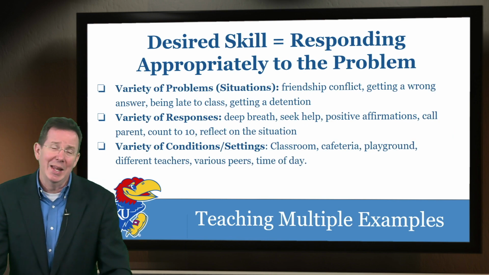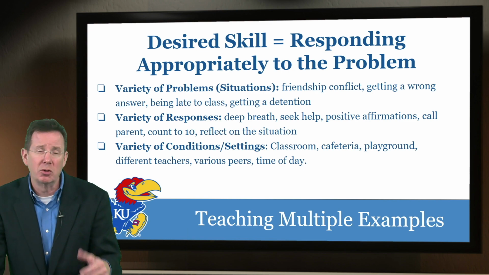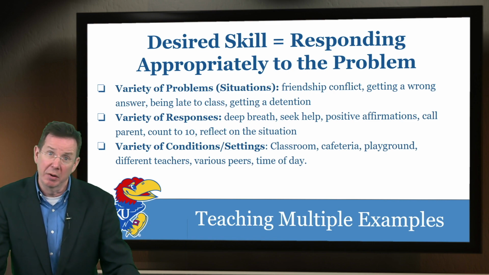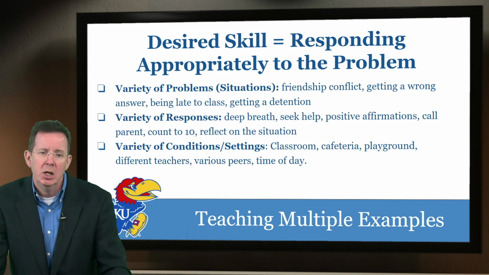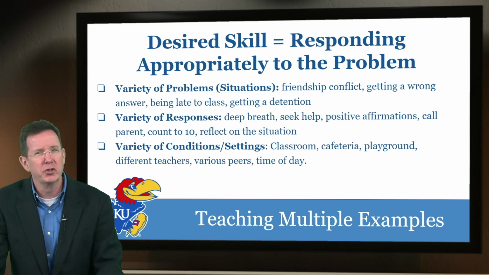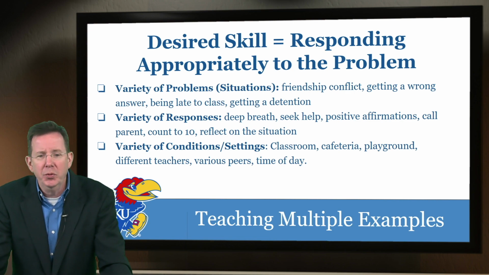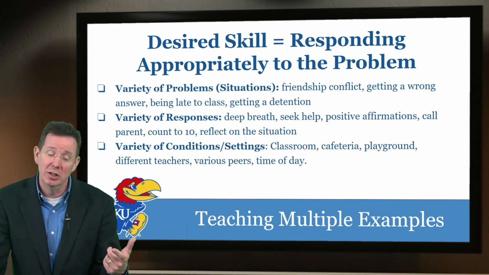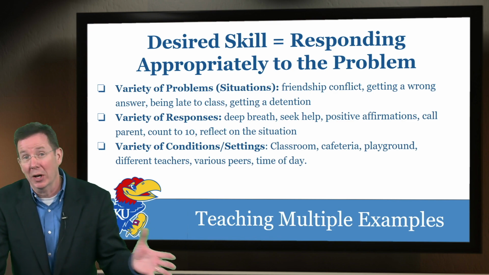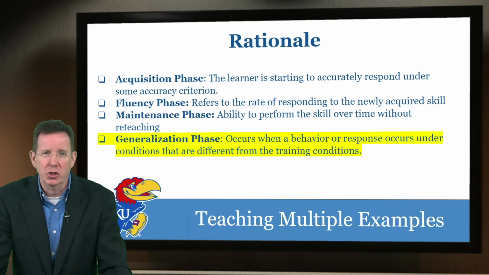So overall, with the desired skill, we're trying to equal responding appropriately to the actual problem. In so doing, we know there's going to be a variety of problems, and of course the situation will provide those problems. Number two is there's a variety of responses, and the contextualization of the situation, but also the setting, will dictate that response. And number three, there are a variety of conditions and settings that impact not only the situation, but also the response. Breaking that down and having the student understand that will facilitate not only being able to practice, but also to generalize.